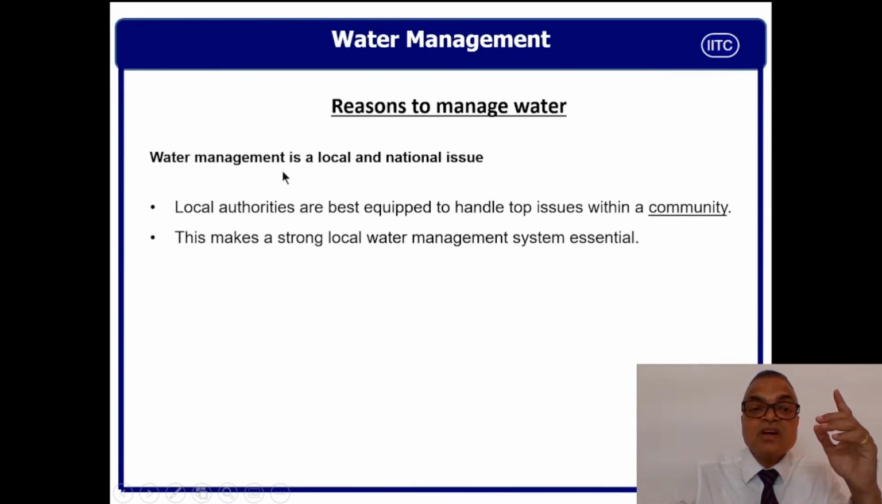If our local government and municipalities are equipped with top systems, top equipment, and top technology, then probably we can have a strong local water management system.